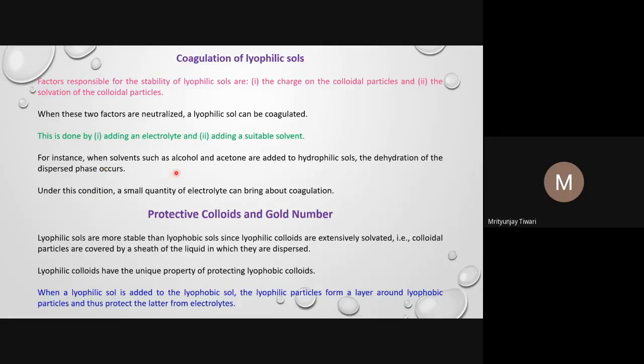For instance, when solvents such as alcohol and acetone are added to hydrophilic sols, hydrophilic sols meaning the sols having greater affinity with water. Lyophilic means any solvent that we name, and hydrophilic means sols having greater affinity with water. Water is a very polar solvent. The dielectric constant is around 78. That's what we know. So if you add a less polar solvent like alcohol and acetone to these lyophilic sols, the dehydration of the dispersed phase occurs. So the water molecules at the surfaces of the dispersed phase will be dried up, and that is what is called dehydration of the dispersed phase.